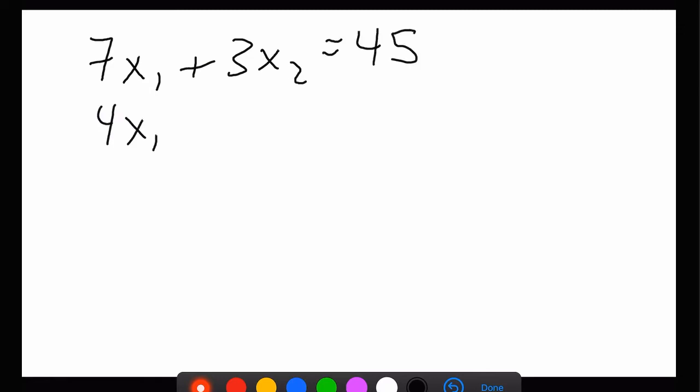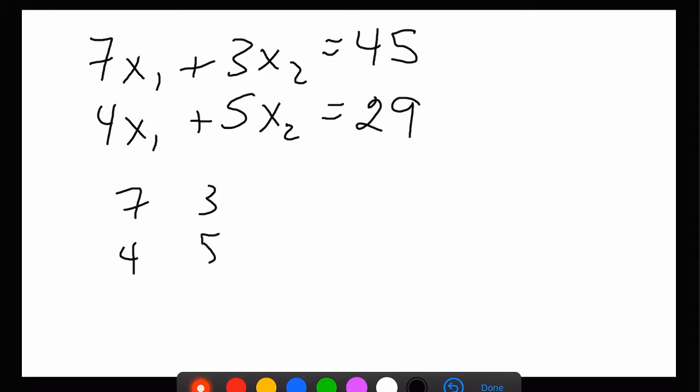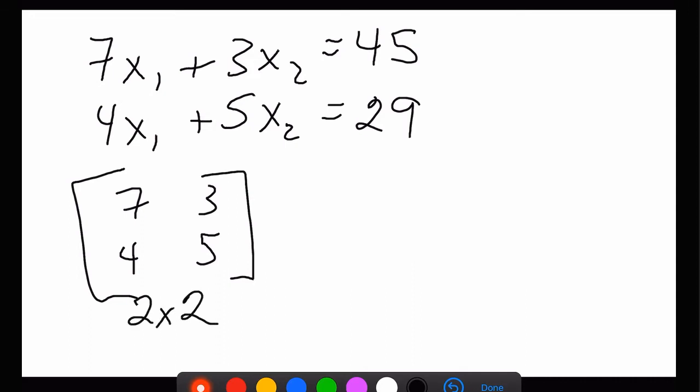Four x1 plus 5x2 equals 29. So I can turn this into a matrix. 7, 4, 3, 5. Okay, which is a 2 by 2. Yes?